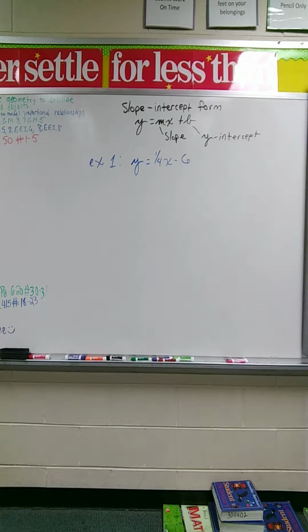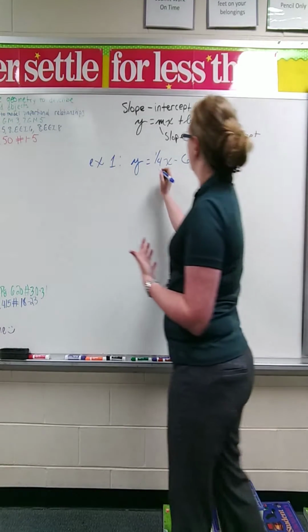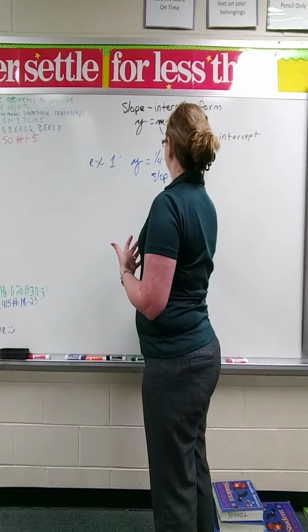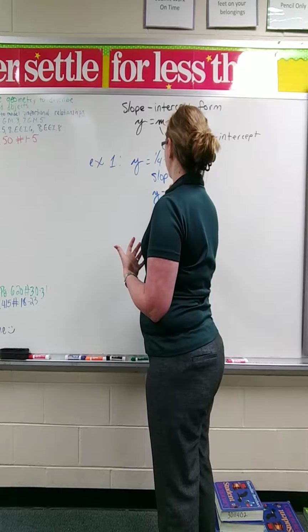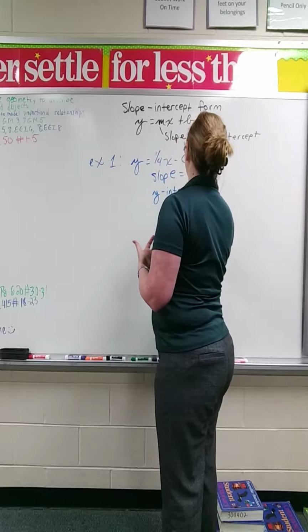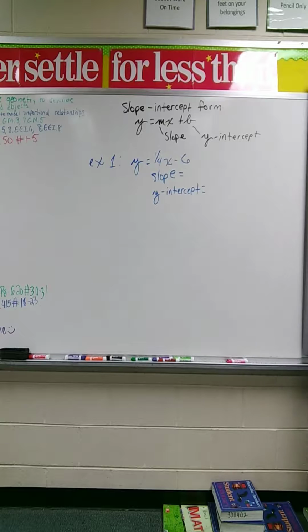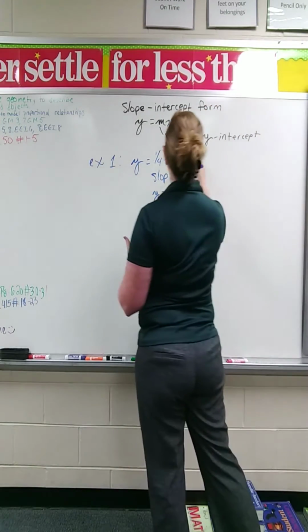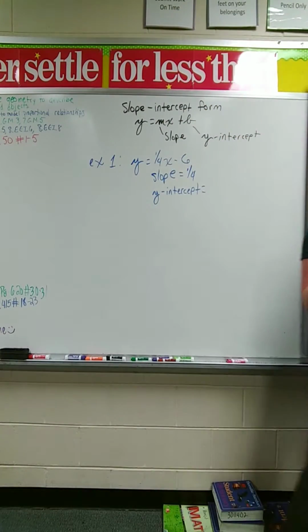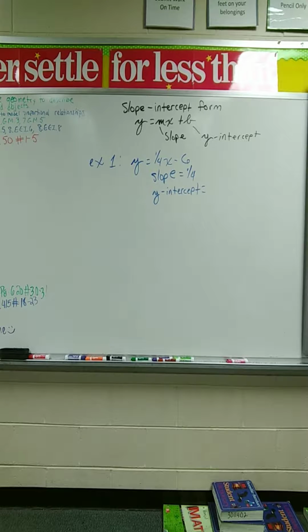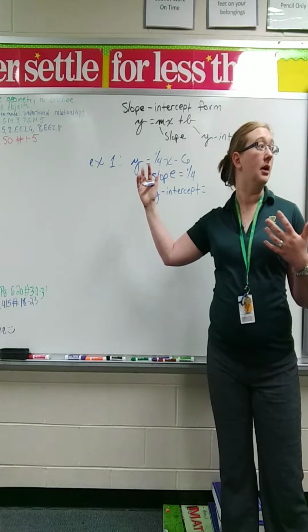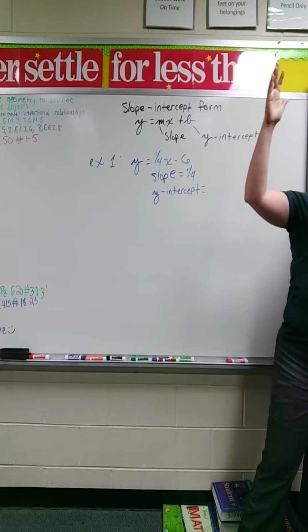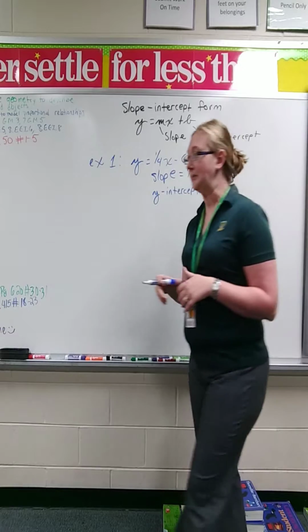Which of those would be my slope? 1/4 x. The 1/4 or 1/4 x? 1/4. What does 1/4 mean as a slope? Is my line increasing or decreasing? It's increasing. It's positive. It's not going to be increasing a lot, but it's increasing. All right?